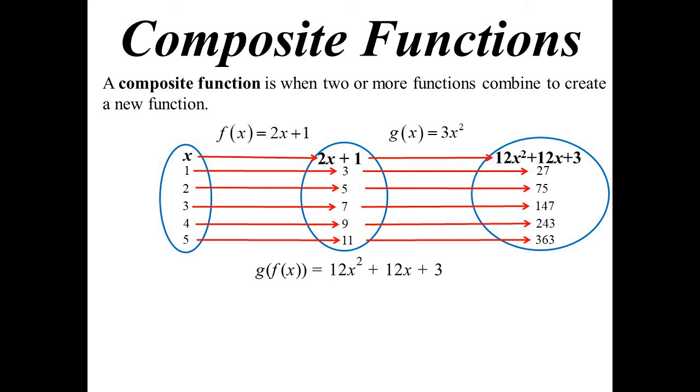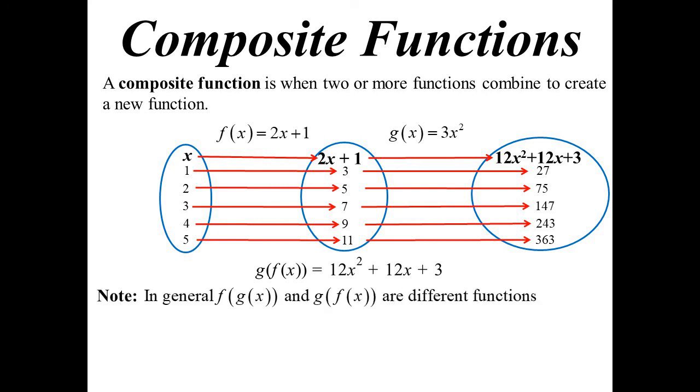it would go straight to 27. When we sub in 2, it would go straight to 75, and so on. So it combines the two functions together. So the way we write it is like that. Okay, so what we're saying is we're substituting function f(x) into g(x). And so it becomes 12x squared plus 12x plus 4.